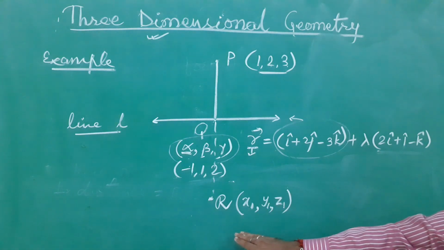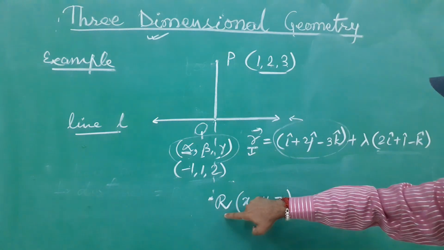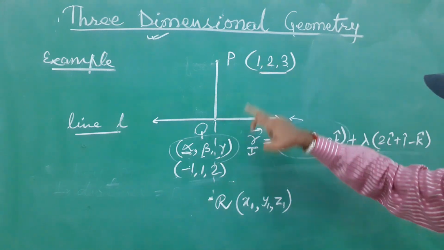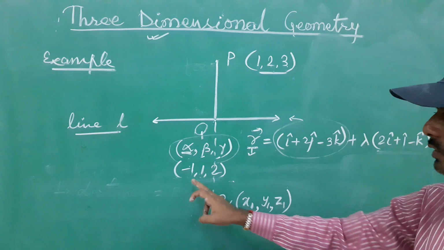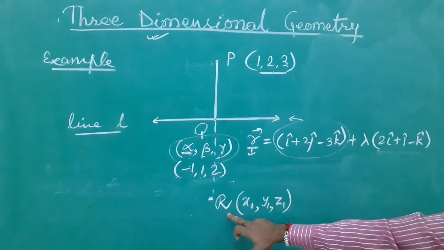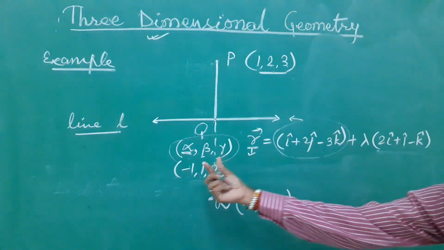Now we can use midpoint formula, P and R. What is midpoint now? For P, R, Q. And these two things are given, 1, 2, 3, and this point also known. So directly we can use midpoint formula to find R. 1 plus x1 by 2 equal to minus 1.